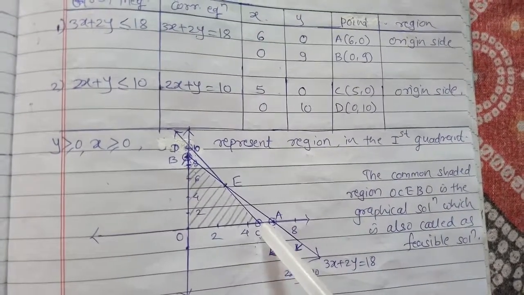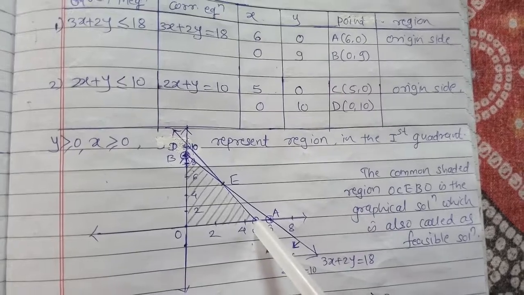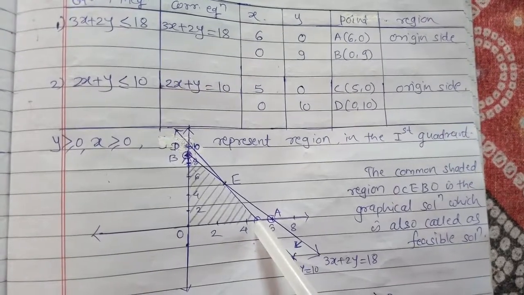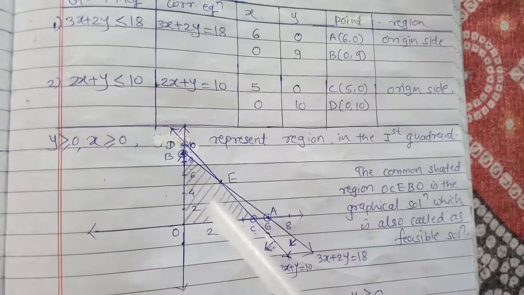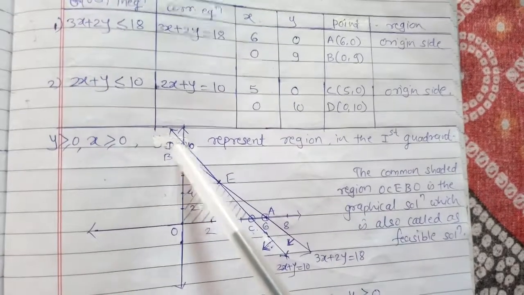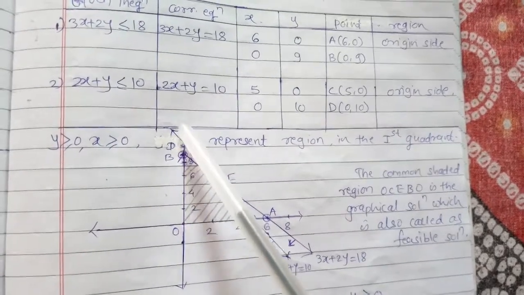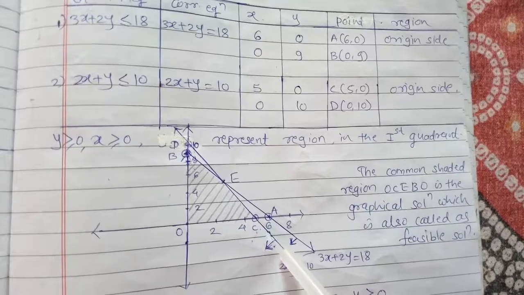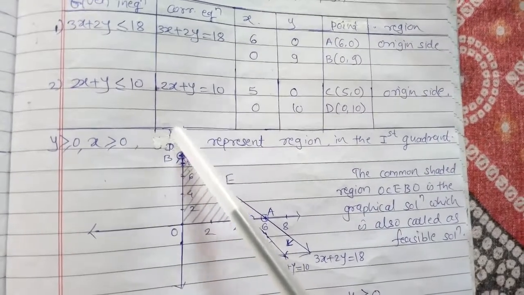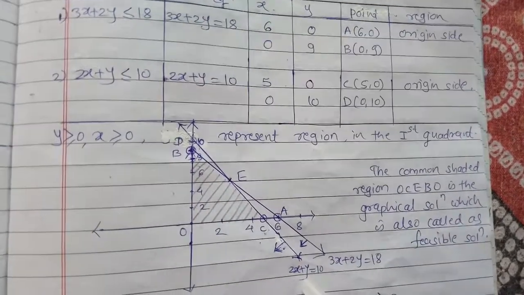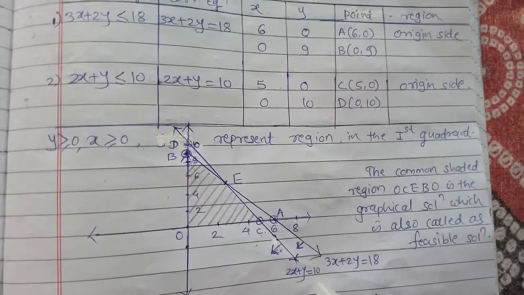Now plot C (5, 0). The point is here, between 4 and 6 there is 5. So here is C, and the next one is (0, 10). See, here is 10, so my D point is here. Then I join C and D. So I draw this line CD here, and this is the graph of the equation 2x plus y equals 10.